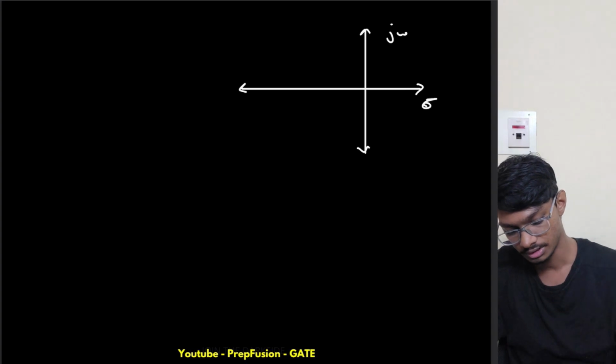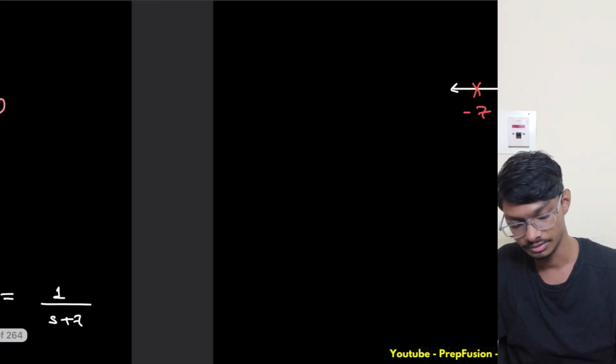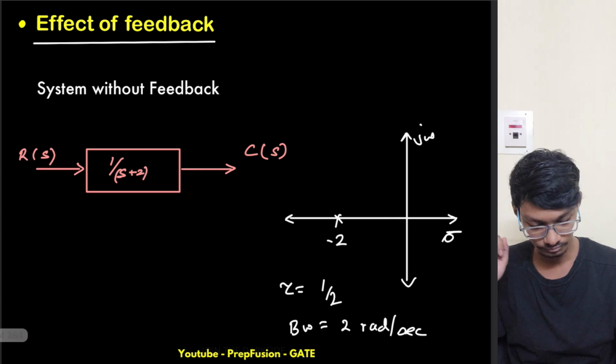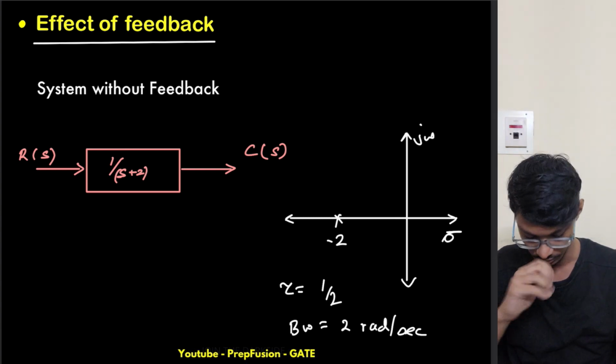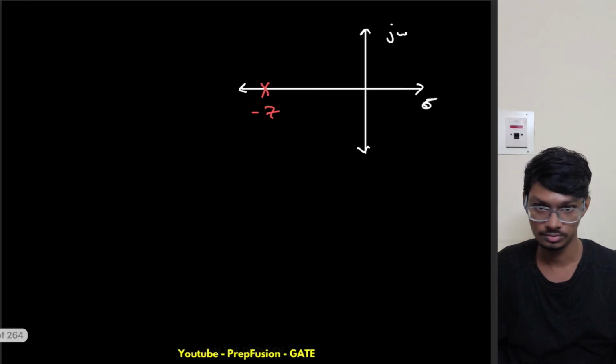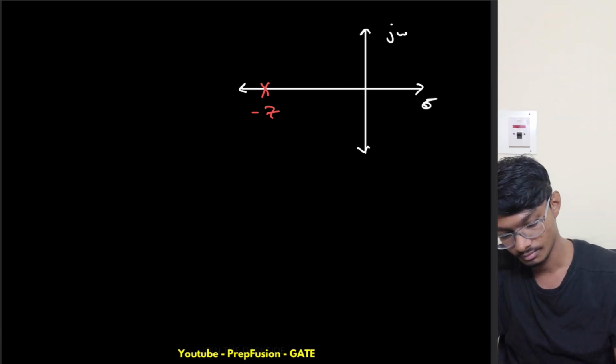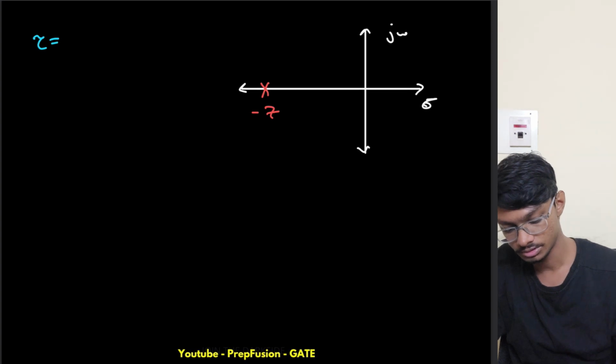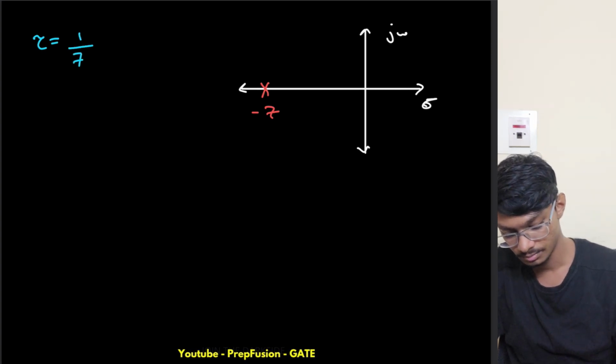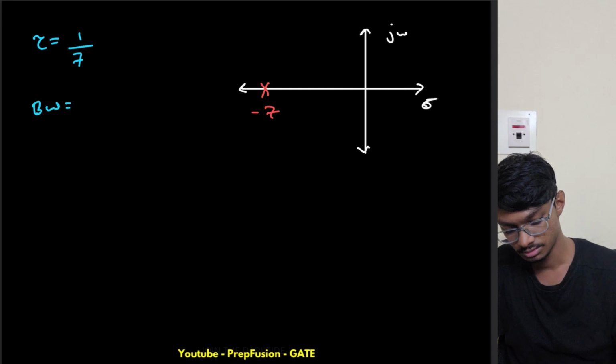Now the pole is at -7, right? Pole is at -7 only. So what happens? The pole goes more towards the left, so the system becomes more stable. And what is the time constant now? Time constant is 1/7. Bandwidth is 7.